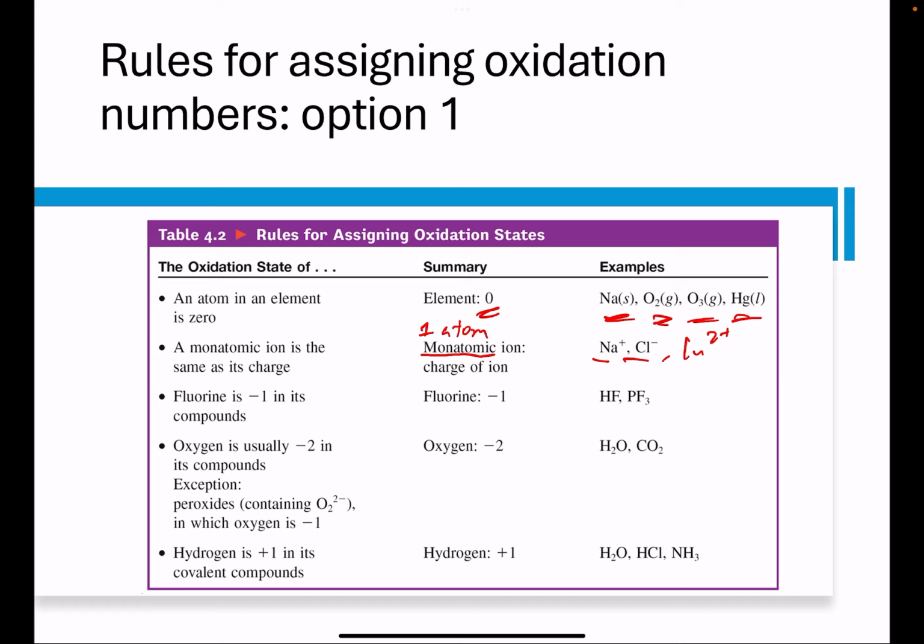So fluorine, a strong one, is only going to have -1. In a compound, every time you have fluorine, you know that it's going to be -1. This one is going to be -3 because it's 3 fluorines. Oxygen is usually -2, except when it's in peroxide. So in the peroxide form, you have H2O2, hydrogen peroxide, and then it's a little bit different.